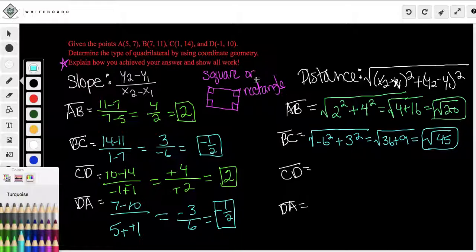These two are different, so it cannot be a square. All these would have to be the same for it to be a square. So I'm pretty sure it's a rectangle, but we're just going to go ahead and finish just to make sure it's not none of the above, right?